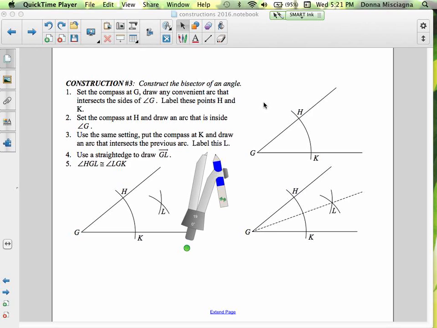Welcome to the angle bisector construction video. This is a very important construction, being able to divide our angle in half, or knowing where the angle bisector lies. And it's actually pretty straightforward.